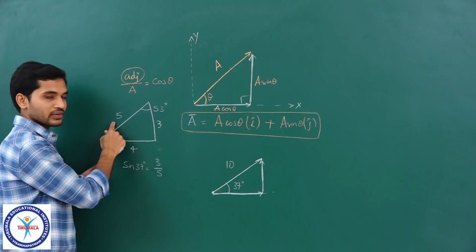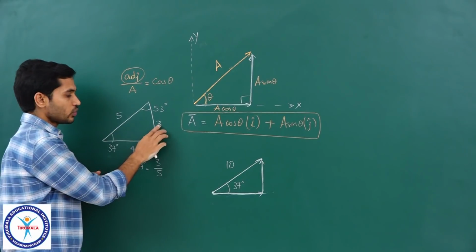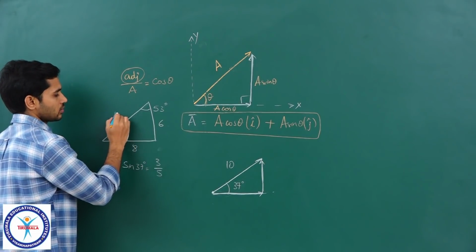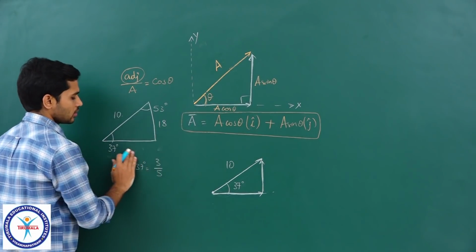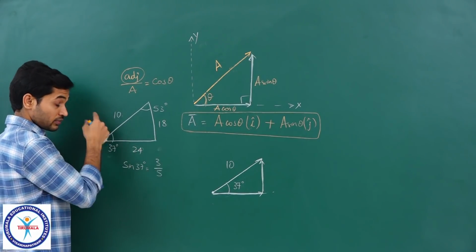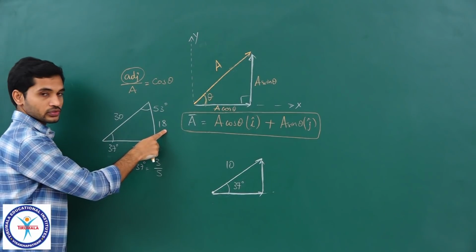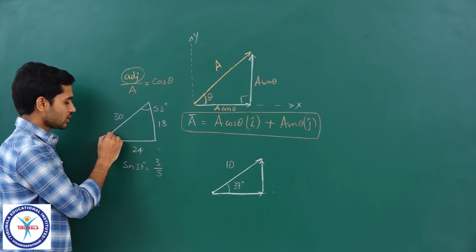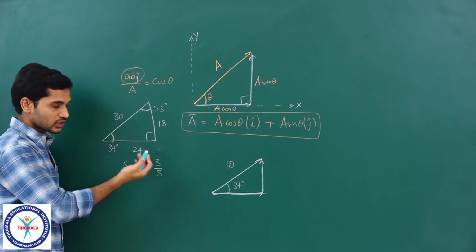So, it need not be 3, 4, 5, it can be any lengths, but in the ratio of 3:4:5, which means this could be 6, this could be 8, this could be 10. Do you understand that? Or this could be, let us say, 18, this could be 24. If this is 3, this is 4, then what is 5? This could be 30. You understand what I am saying? So, if the lengths are in the ratio of 3:4:5, then it forms a triangle with this angle as 37, this angle as 53 and this angle as 90, clear. So, that is the basic idea.